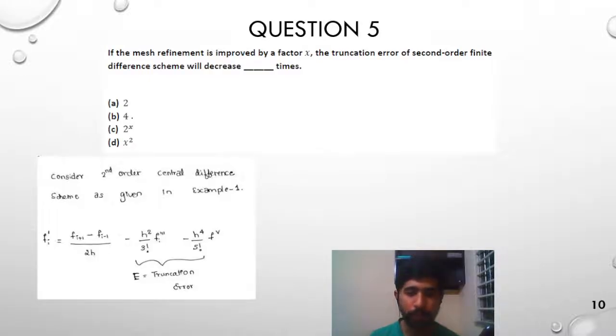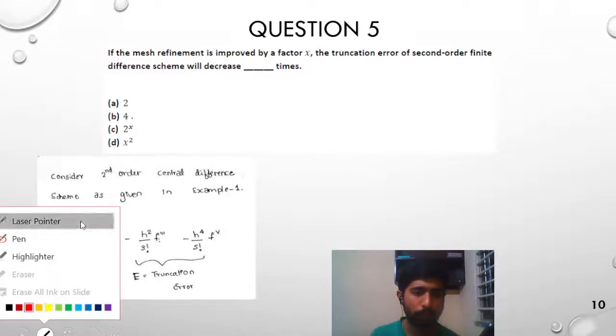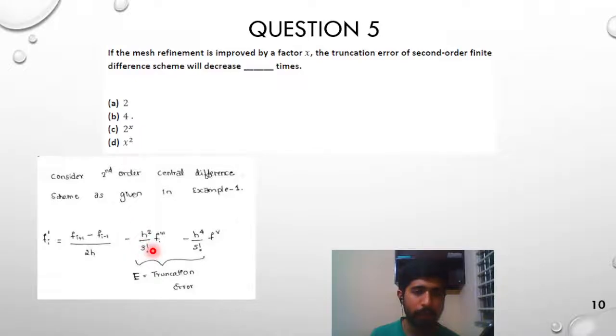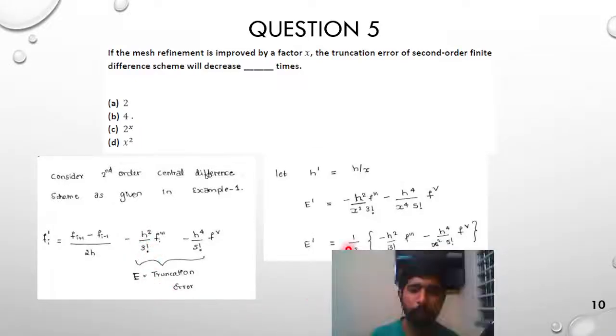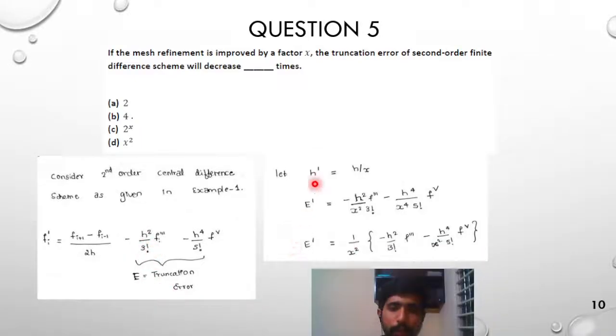It's very simple if you see. The leading term of this truncation error will be h square. Now h dash is equal to h by x, so you get the leading term as h square by x square. You can take the x square common, and then you will end up again with h square by whatever the leading term was. So you cannot exactly say that the improvement is x square.